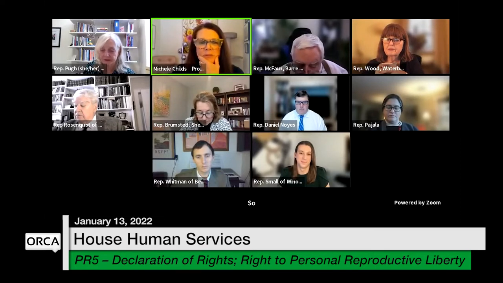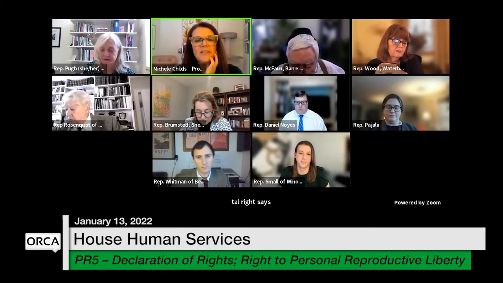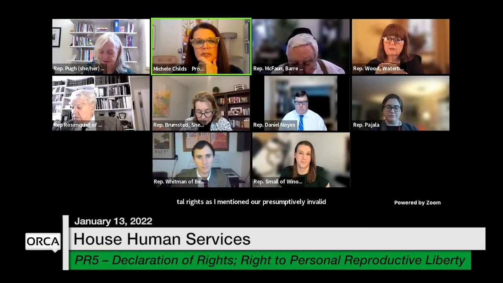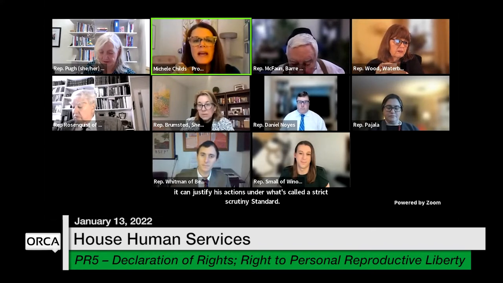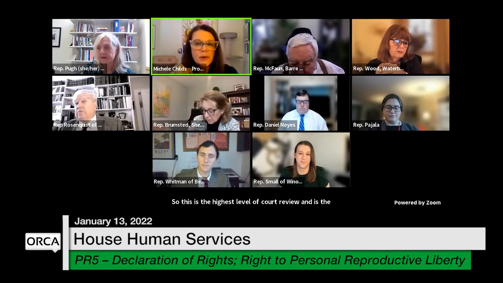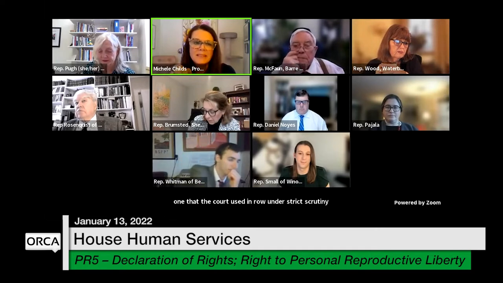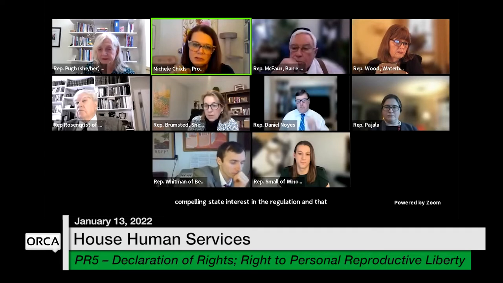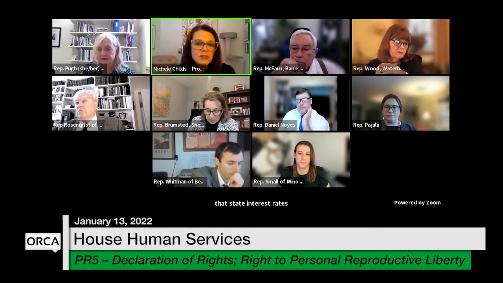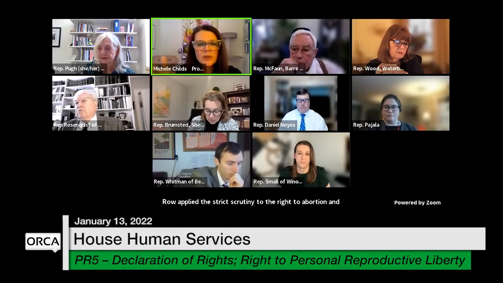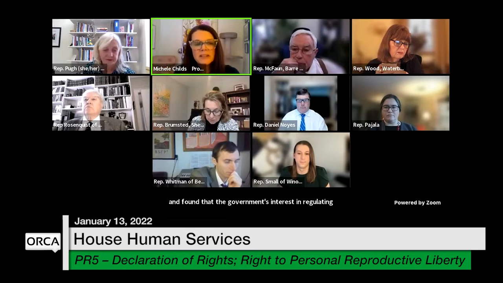Government constraints on fundamental rights, as I mentioned, are presumptively invalid. However, the government can infringe on this right if it can justify its actions under what's called a strict scrutiny standard. So this is the highest level of court review and is the one that the court used in Roe. Under strict scrutiny, the state bears the burden of showing that it has a compelling state interest in the regulation and that the law is narrowly drawn to address that state interest. Roe applied strict scrutiny to the right to abortion and found that the government's interest in regulating abortion became more compelling as the pregnancy advanced.